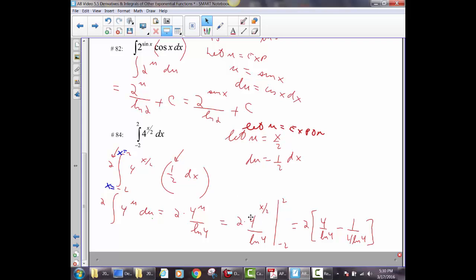We get 2 over 2, which is 1. So we get 2 times 4. Oh, I'm going to pull the 2 on the outside. So we have 4 over ln 4 minus. Then I plug in negative 2. That'll give me 4 to the negative 1, which is 1 over 4. And then I have my ln 4 right there.